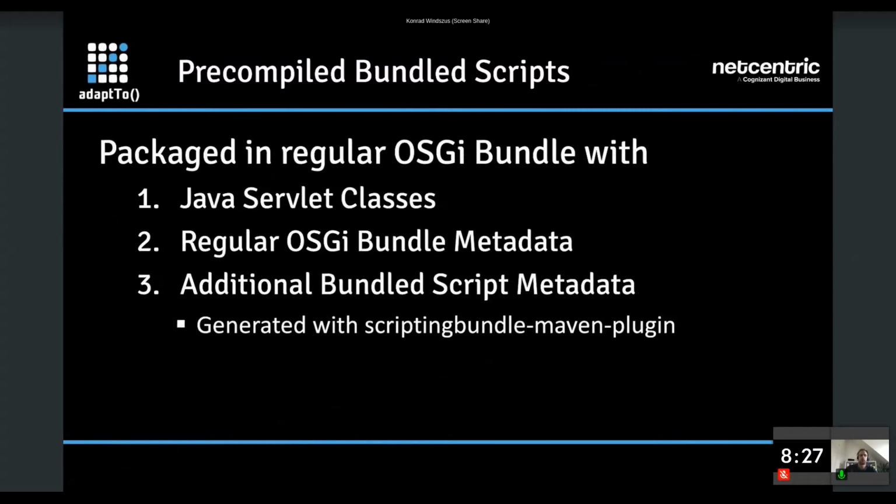Precompiled bundle scripts are packaged in a more or less regular OSGi bundle. That bundle contains, first of all, obviously the Java servlet classes, which are the precompiled version of your scripts. Then the regular OSGi bundle metadata as every other bundle, and on top of that, some additional metadata which is specifically there for your bundled scripts. For the last part, there's a Maven plugin that supports generation of that metadata.